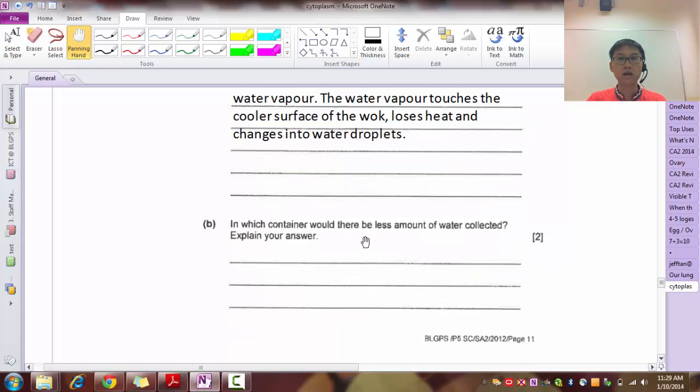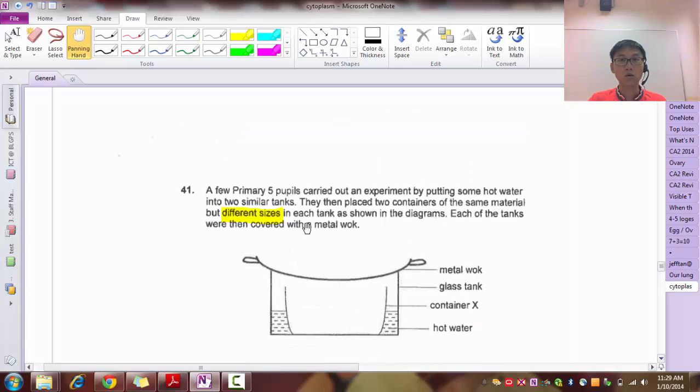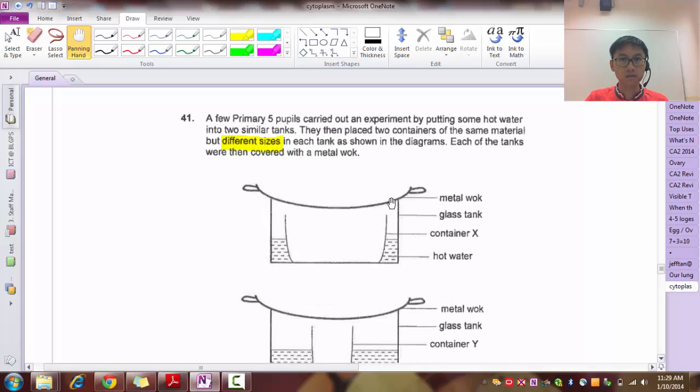Now, in which container would there be less amount of water collected? Explain. So, which do you think will have a lesser amount of water collected at the end? So, all other variables being kept the same. The only variable that is different is the container. So, which do you think? Bigger container, I'll collect more water, right? That's what you might be thinking. But no, if you think about it, this container is bigger. You see the amount, the water level, both are the same.